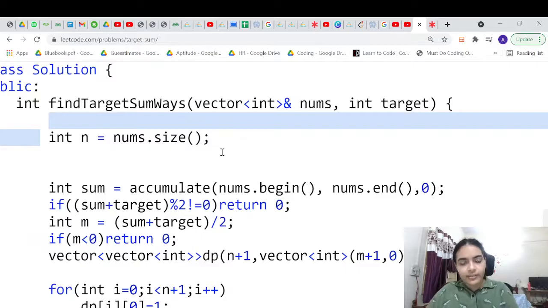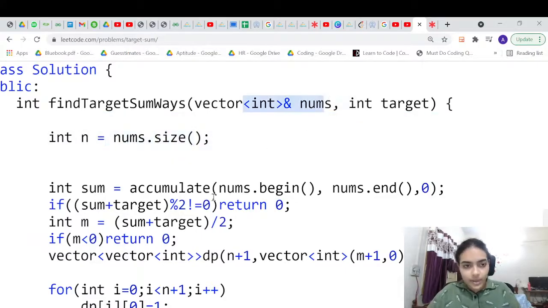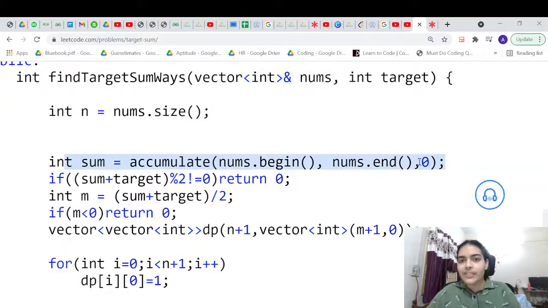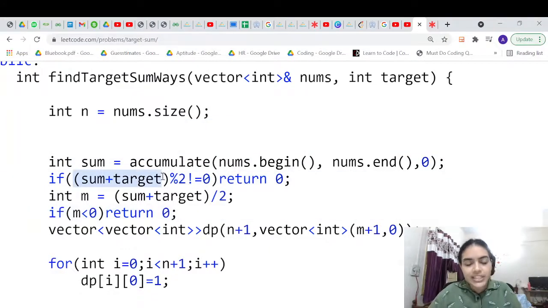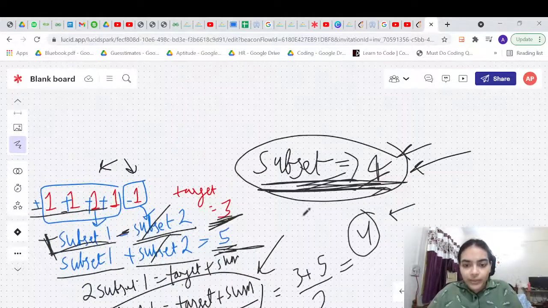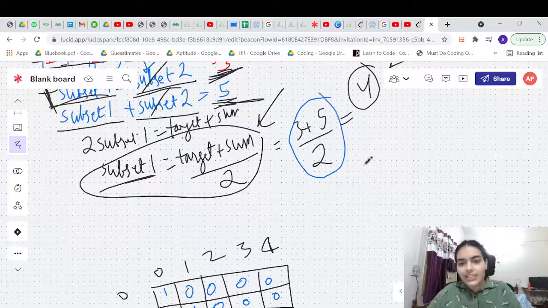So we have n, which is the size of nums, and then I'm finding the sum. As we discussed in the equation, we need to find the sum. And then first of all, I'm checking if sum plus target is even, because if it is not even, I can never make sum plus target by 2. What did we want to make? We wanted to make this value, right? Sum plus target by 2.